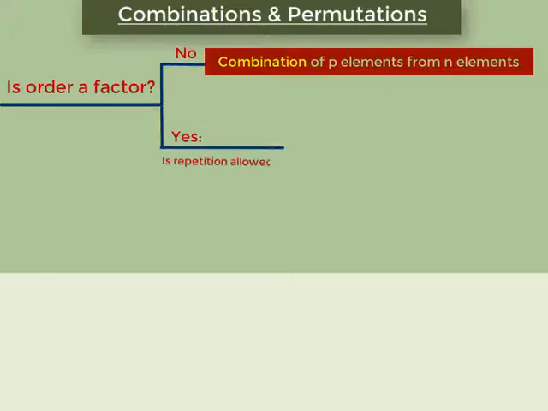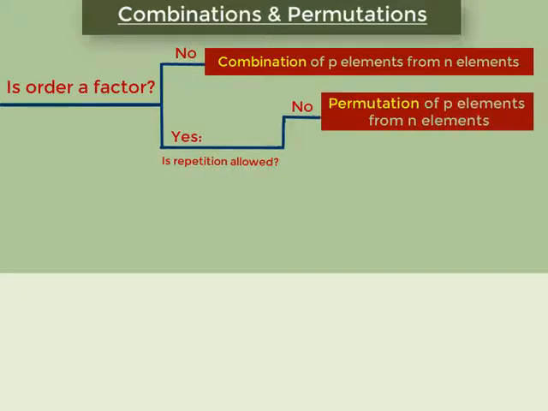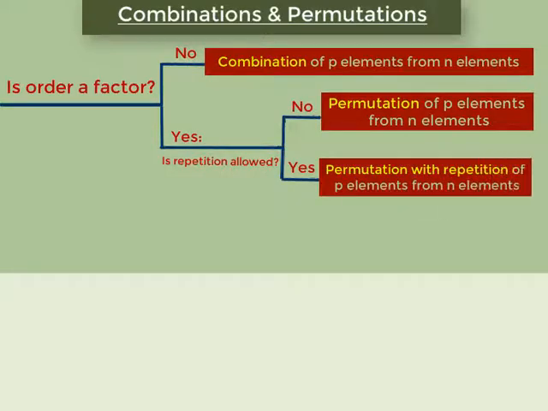Is the repetition allowed? If no, each selected subset is called a permutation of p elements from n elements. If yes, each selected subset is called a permutation with repetition of p elements from n elements.